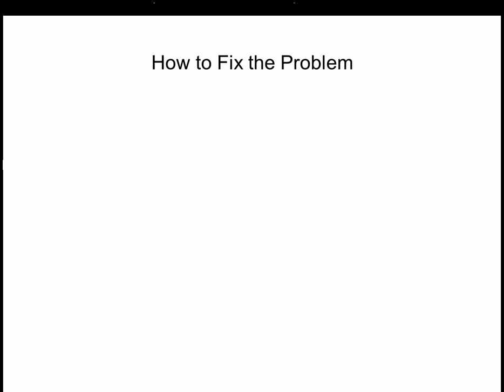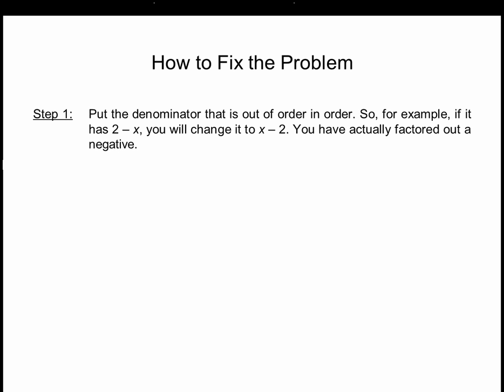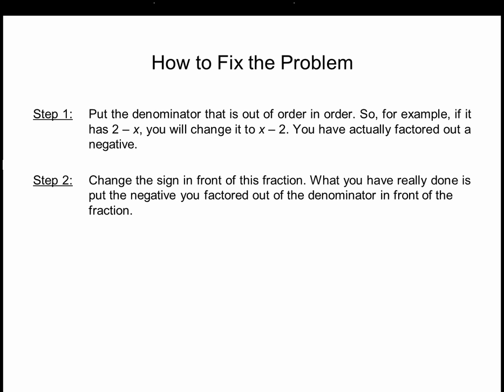How do we fix the problem? Step 1. Put the denominator that is out of order in order. So for example, if it has 2 minus x, you will change it to x minus 2. So what that means is you have actually factored out a negative. You factored out negative 1. So that means we have to do something with that negative 1. So step 2, change the sign in front of this fraction. So what you've really done is put the negative you factored out of the denominator in front of the fraction. You factored out the minus sign from the denominator and you put it in front of the fraction.